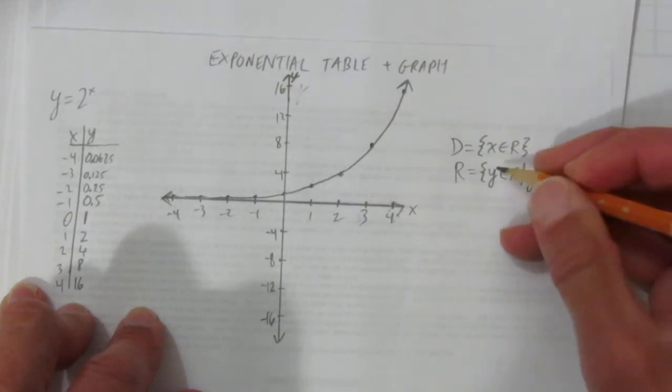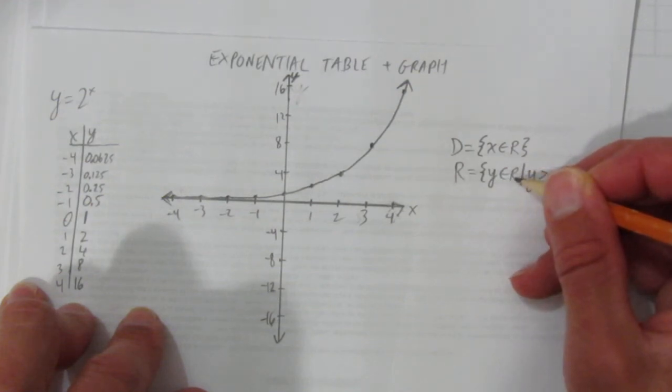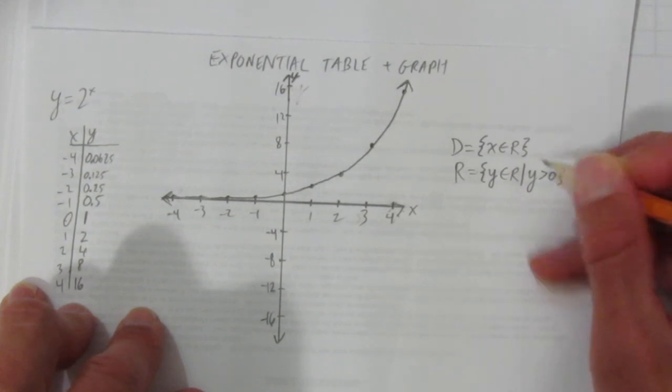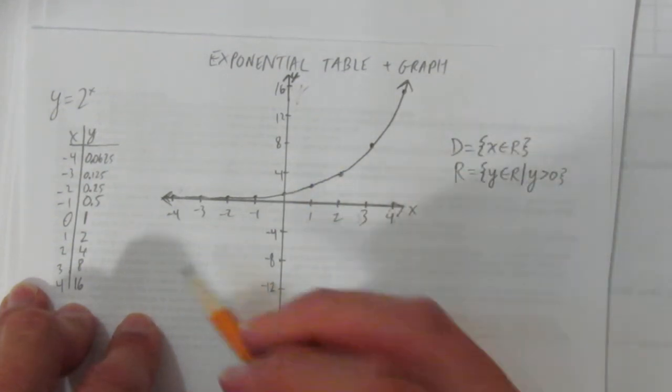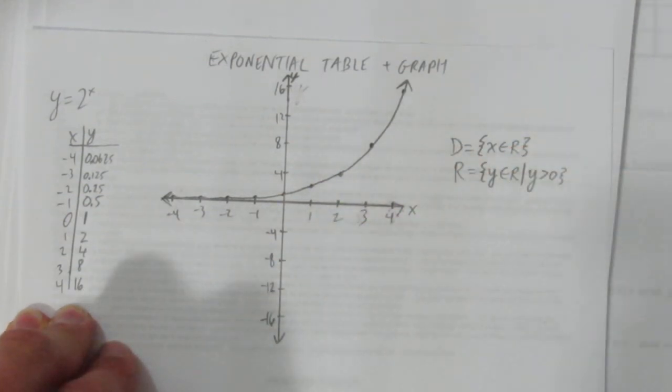I'll read that again. The range is the set of y is an element of all real numbers such that y must be greater than 0. Never equal to it, always greater than it. Can be anywhere up here. And we've done it. We've got a table, a graph, and the domain and range of an exponential.